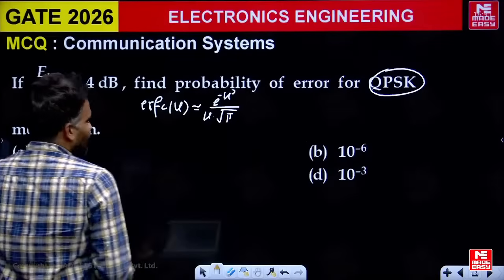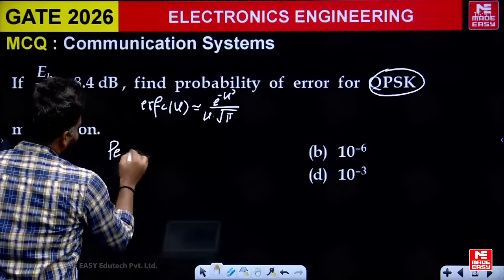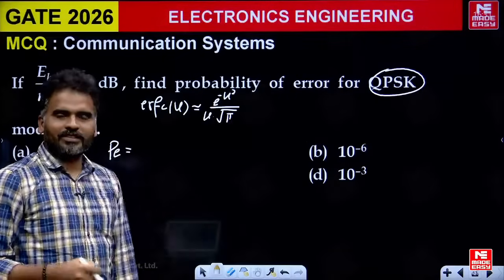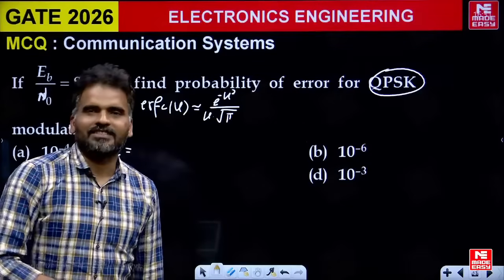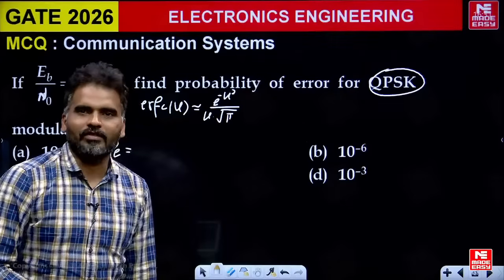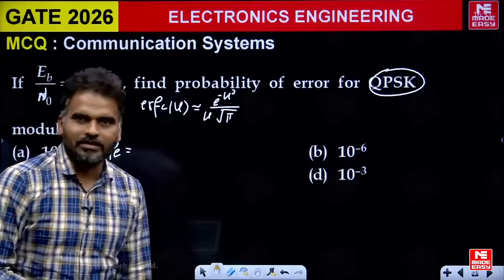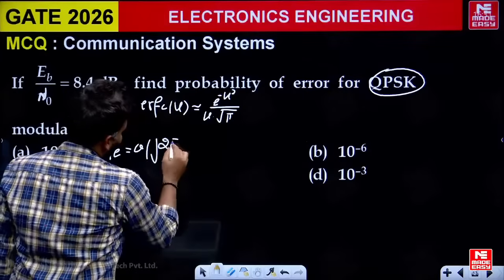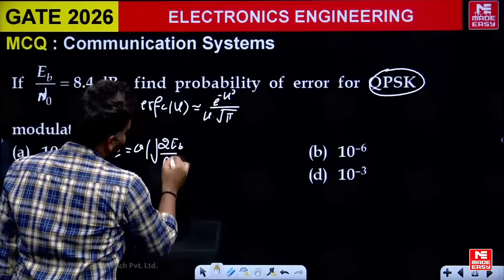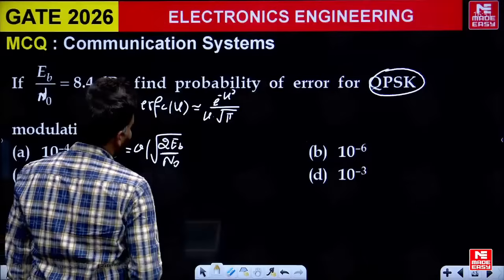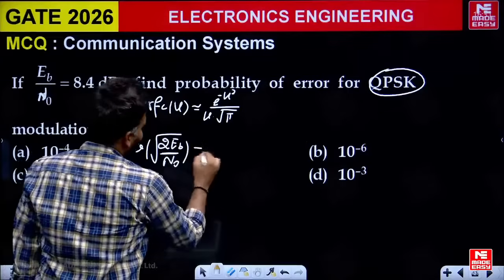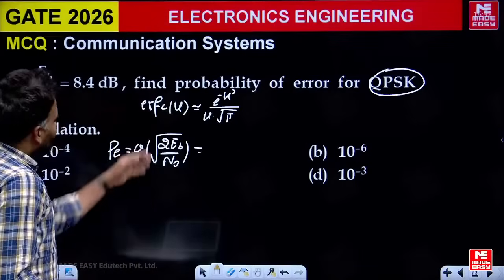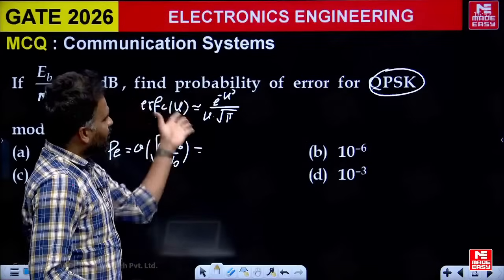The probability of error of QPSK is the same as the probability of error of BPSK, as I said in the classroom. The d min for BPSK and QPSK will be the same, so the probability of error is also going to be the same. The probability of error will be Q of root over 2 Eb by N naught. It is the same as the probability of error of BPSK. And erfc of u is given in the question.